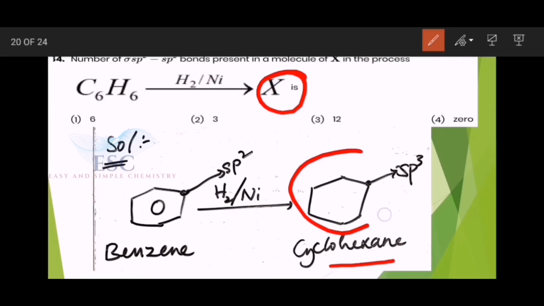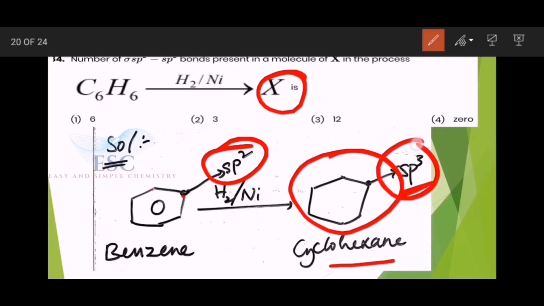All 6 carbons of cyclohexane show sp3 hybridization. Here in benzene all the carbons show sp2 hybridization, but cyclohexane cannot show sp2 hybridization. It will show only sp3 hybridization. So there are no sp2 hybridizations here. That's why the right answer is that the number of sp2 hybridizations is 0.